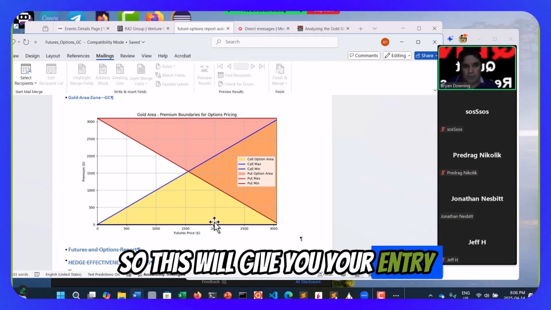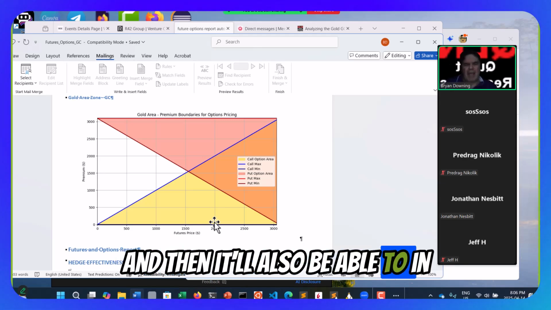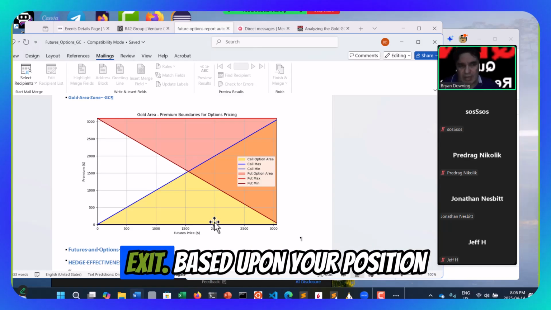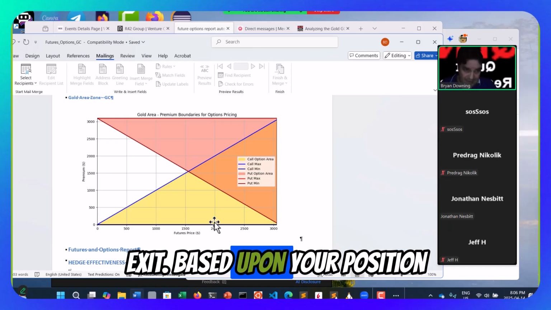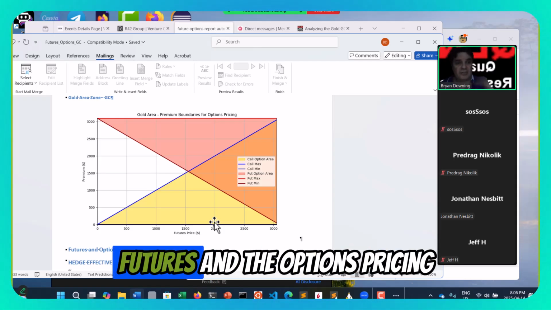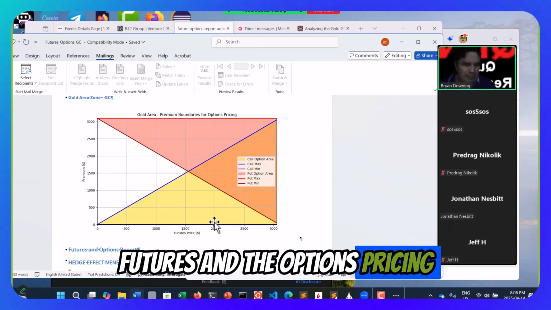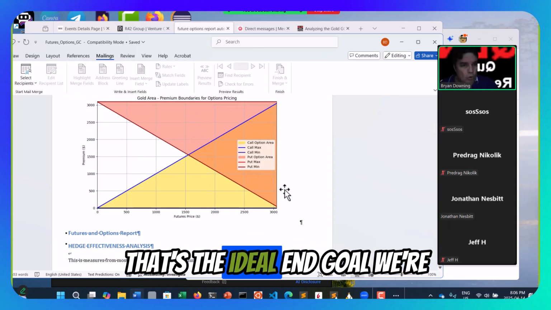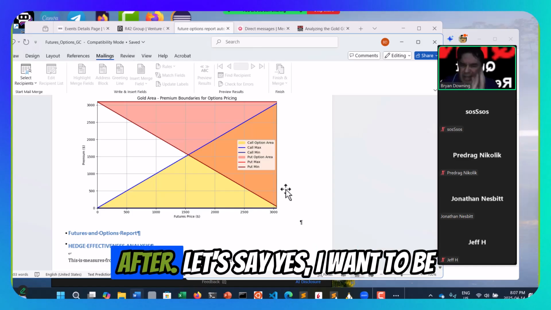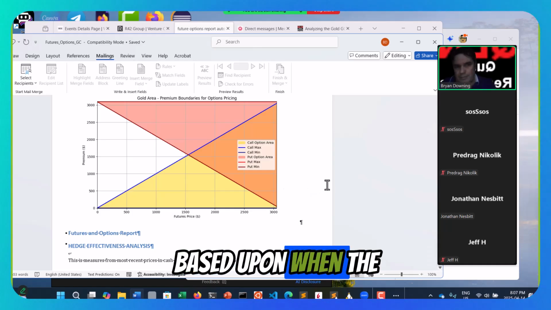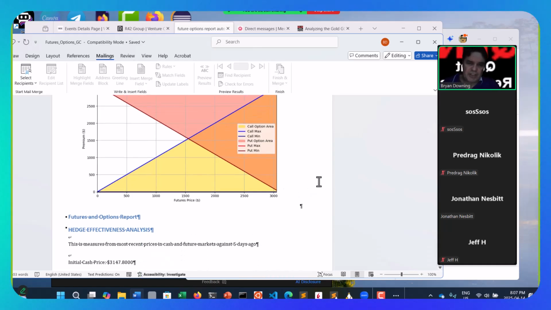So this will give you your entry, and then in more sophisticated ways it will also measure your exit based upon your position that you've set up with the futures and the options pricing as well. So this is where you want to be, in the orange. That's the ideal end goal we're after, to say yes, I want to be here to make maximum profit based upon when the underlying price changes.